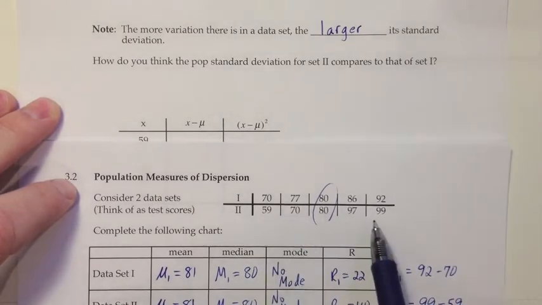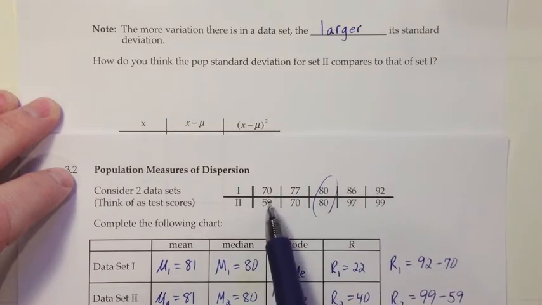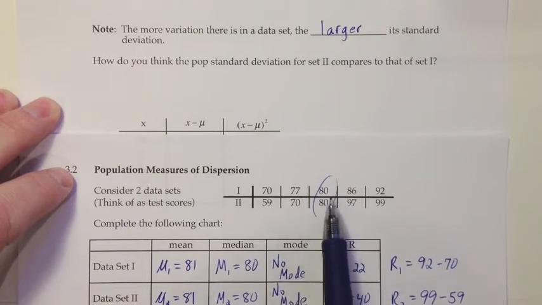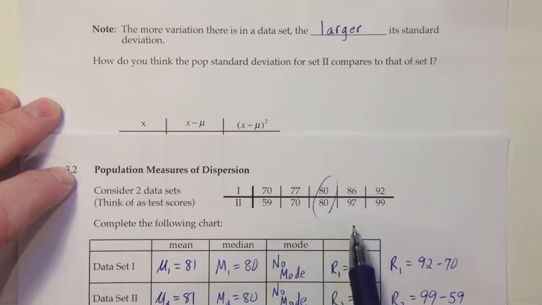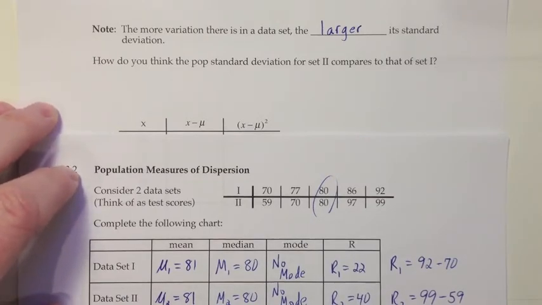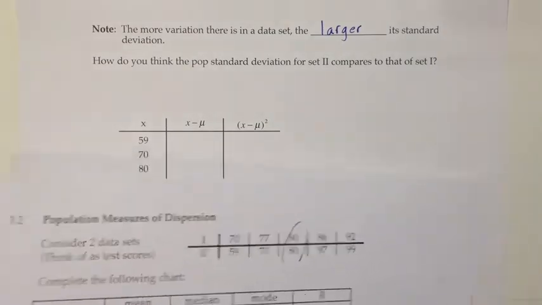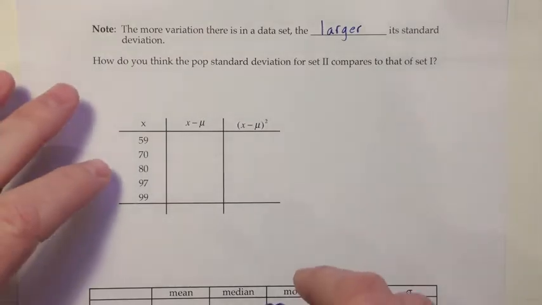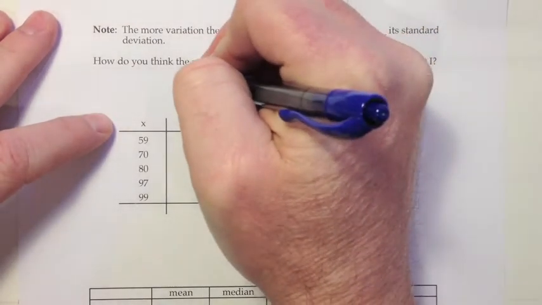So if we were to go back and look at the data sets from the previous page again and compare data set 1 to 2, we know from the range that it seems like the distance from one end to the other is smaller for data set 1, so we would tend to think that data set's more spread out. But even when you look in the middle, 70 and 97 are further away from each other than the 77 and 86. So I think we do have more spread in data set 2. So I would expect that when we calculate the standard deviation for data set 2, it's going to come out to be larger than data set 1, because that data set looks a little bit more spread out to me. So to this question of how do you think the population standard deviation for set 2 compares to set 1, I expect it to be larger.